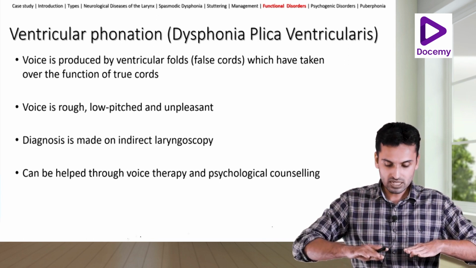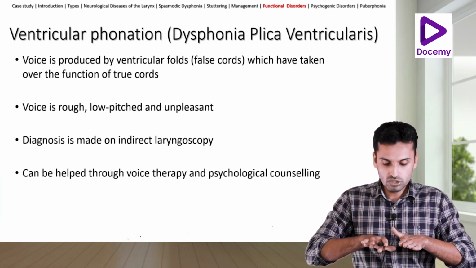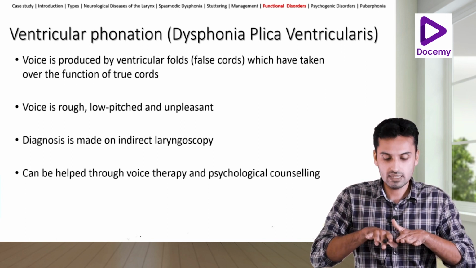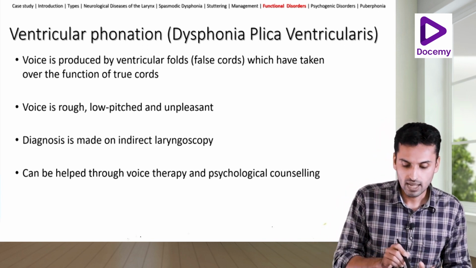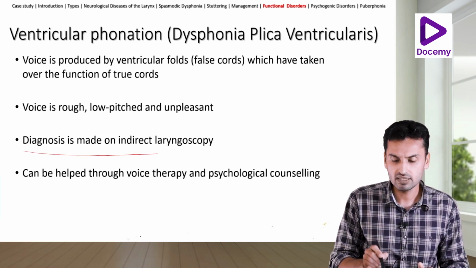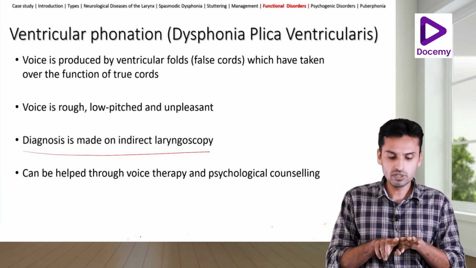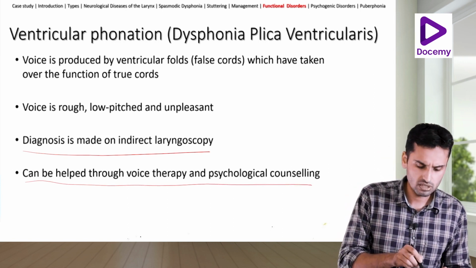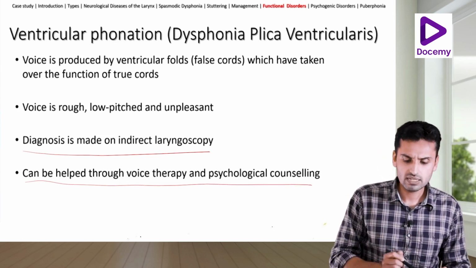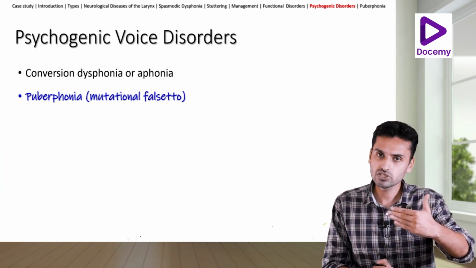When the vocal cords start approximating, the false cords come first and adduct, and the voice is produced by the false cords. The diagnosis can be made by an indirect laryngoscopy if you observe the movement, and it can be helped through voice therapy and psychological counseling. So that is about muscle tension dysphonia and the functional disorders.